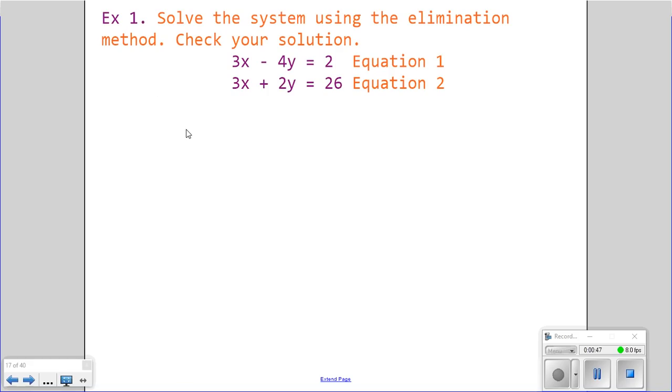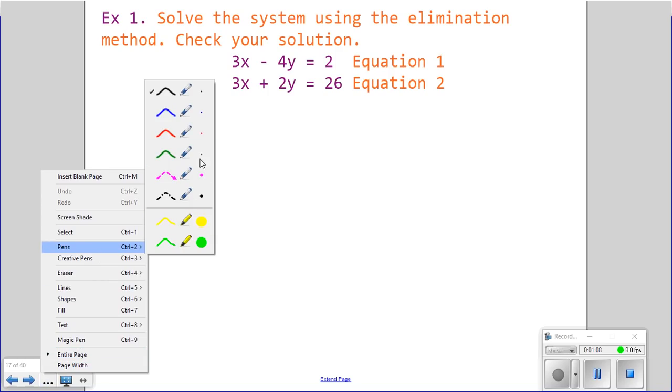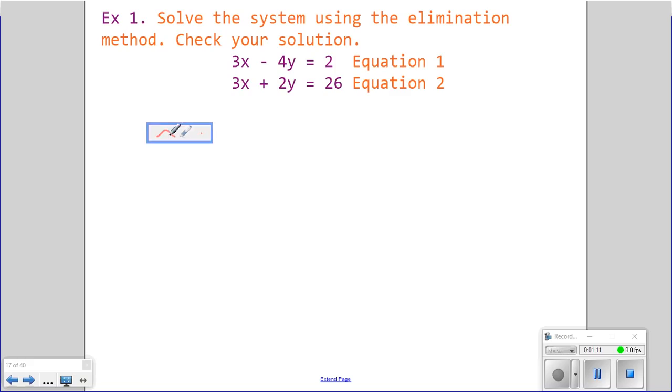So in this example, we're going to solve the system and check our solution. As you can see, the x terms both have a coefficient of 3. And in order to solve by elimination, they have to have opposite signs. So what we're going to do first is multiply the entire second equation by -1. I could have chosen to do this to the first one, but I went with the second.